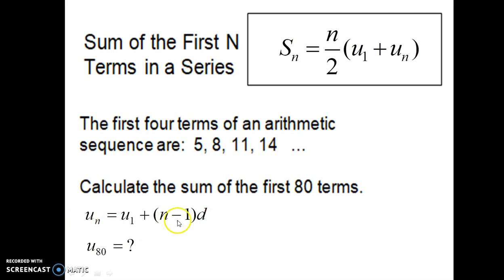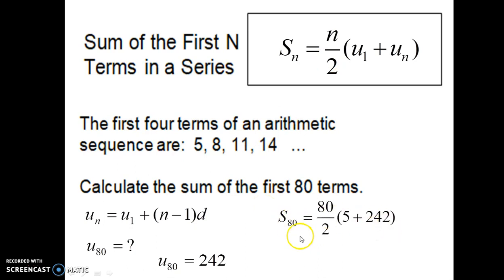All right, so if you used our basic arithmetic nth term formula, hopefully you got that the 80th term is 242. So now if you know this continued all the way to the 80th term, that term would be 242. So now that we know that, we can use this formula. So try using this formula and see what the sum of all these 80 terms would be.